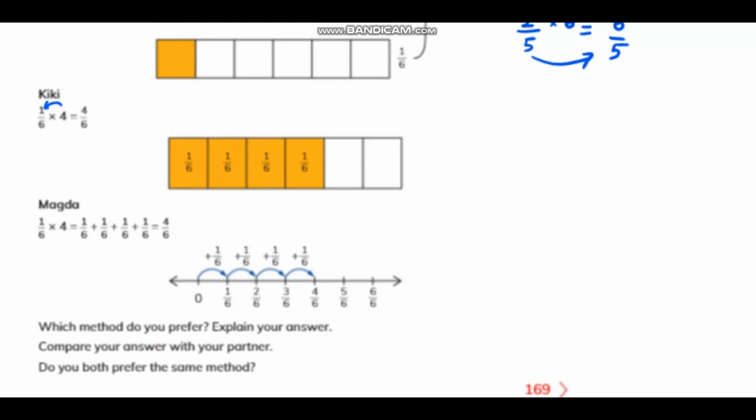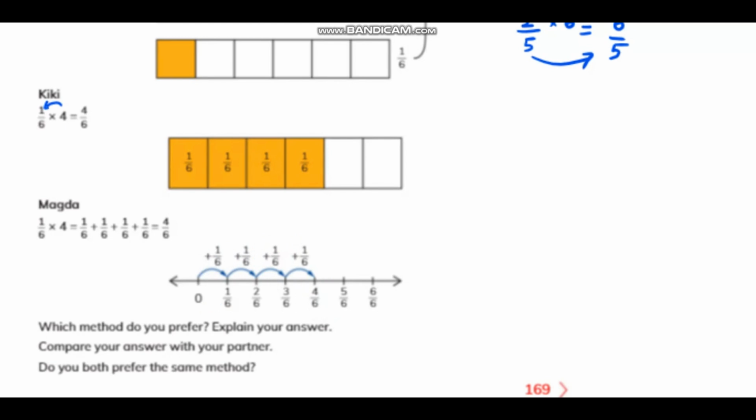Okay, what is she doing? She starts from 0. Then she writes here 1 by 6. Then she adds 1 by 6 in every step. You can see here 1 by 6, 1 by 6. In every step she is adding 1 by 6. When she adds 1 by 6 here, it becomes 2 by 6. Then she adds again 1 by 6, and it becomes 3 by 6. Then she adds again 1 by 6, and it becomes 4 by 6. So the answer here will be 4 by 6.